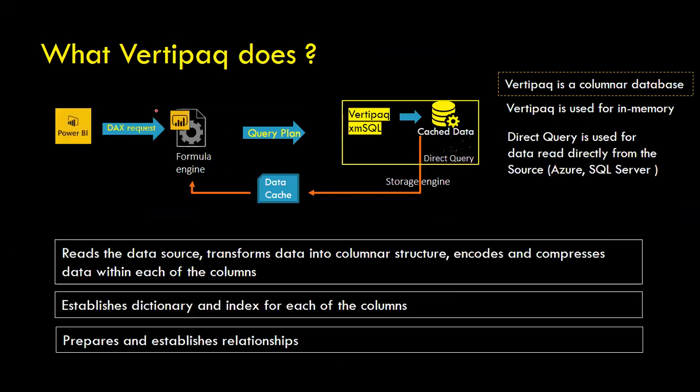These are the steps I explained. In the case of import connectivity mode, these are the 3 steps that are happening. It reads the data source, transfers the data into a columnar structure, and encodes and compresses the data within each of the columns. For some data types, it uses the dictionary and index for each of the columns, and it prepares and establishes the relationships. This is what the xVelocity engine, or the VertiPaq engine, does. If you say you are a 4-year experienced person, you should know the names of these 2 engines.